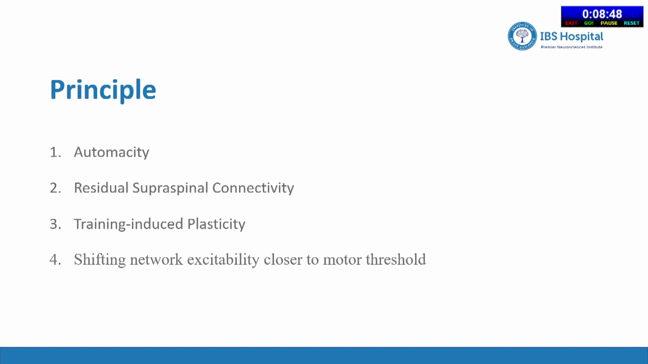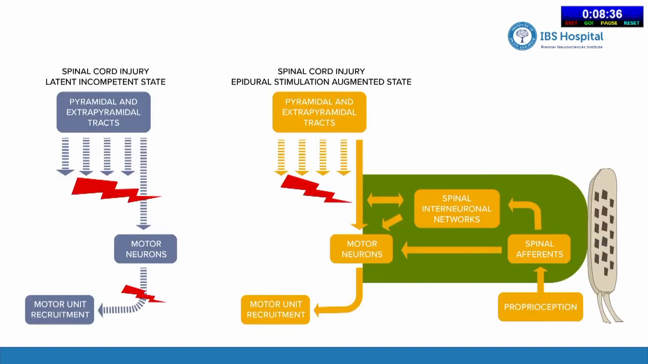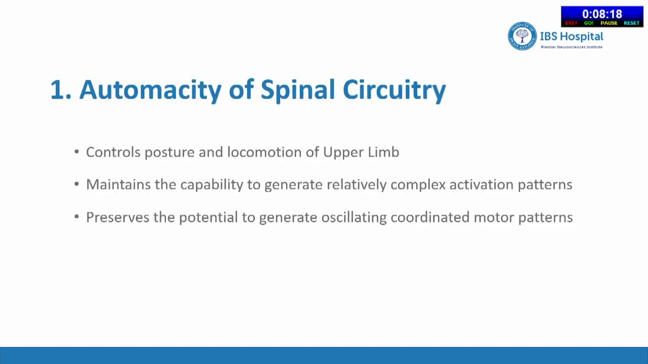And then once we induce the plasticity changes, we go by activity-based rehab therapies to make the network more excitable with a lower level of stimulation. Looking at this figure, when we stimulate the spinal interneuron networks, they start getting activated, with proprioceptive inputs and activity-based patterns, and we can see connectivity restored between the brain and the spinal cord. The automated spinal cord controls the posture and locomotion of the upper limb. It helps to generate complex activity patterns. We are not looking at a simple one-muscle movement or random movement like an FES, but at a complex activity pattern.